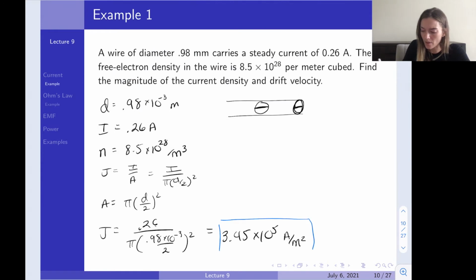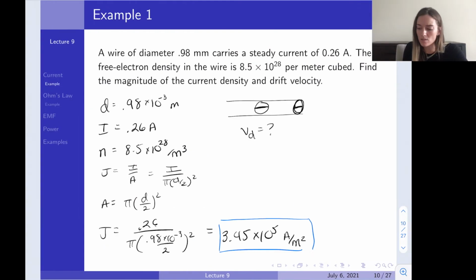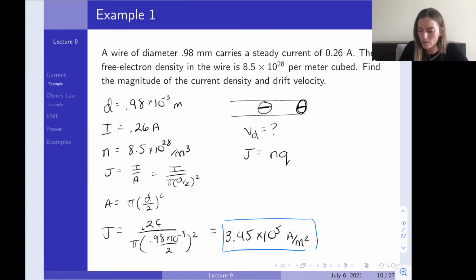So this is our current density. And now we want to find the magnitude of the drift velocity, so the speed, v_d. We can look back at this equation right here. Our current density is just the number density of our particles times their charge times the drift velocity. So we can just write that J is equal to n q v_d.